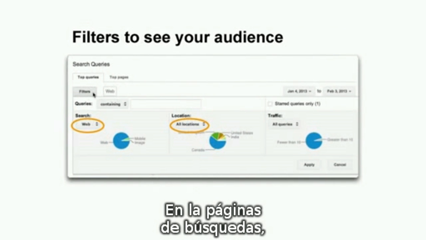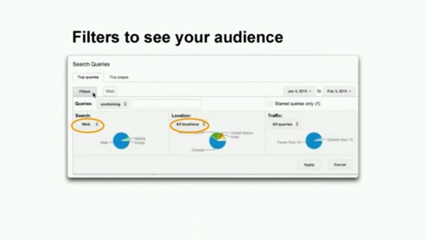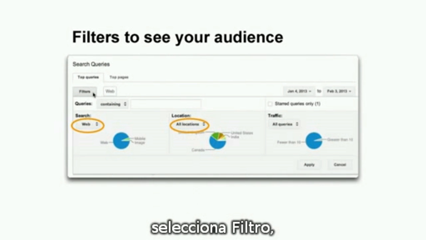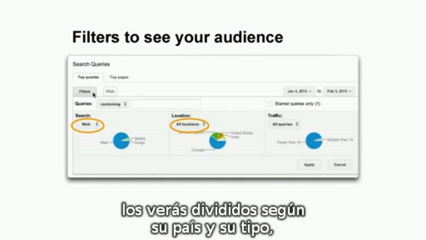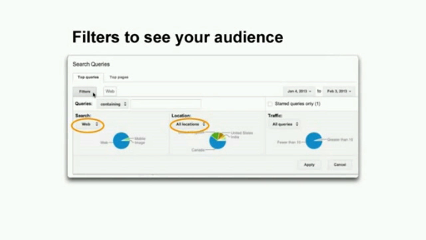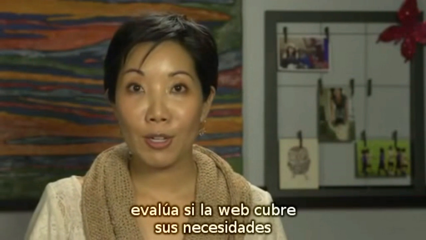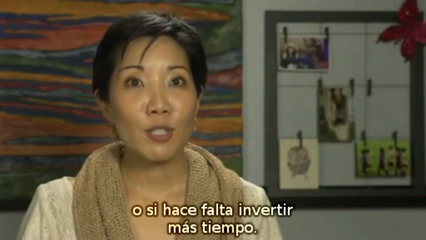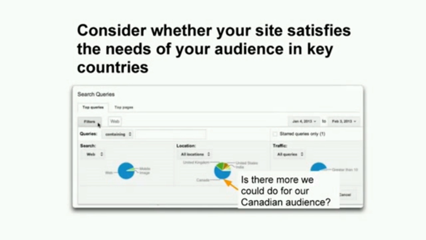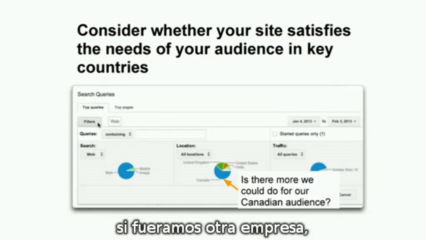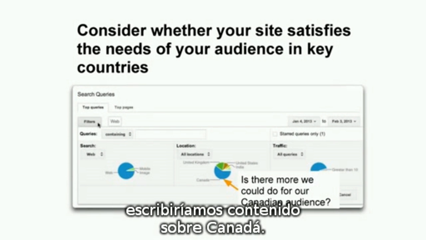On the Search Queries page, the default filter is set to Web. When it comes to better understanding the audience who sees your site in search results, select Filter and you'll notice the breakdown of the searchers given their countries and search types, like web and image search. If your visitors often come from several countries, you can begin evaluating whether your site properly meets their needs and if it's worth investing more time to do so. For example, given that much of the audience comes from Canada in addition to the United States, if we were a business looking to develop, we could try writing content tailored to issues in Canada.